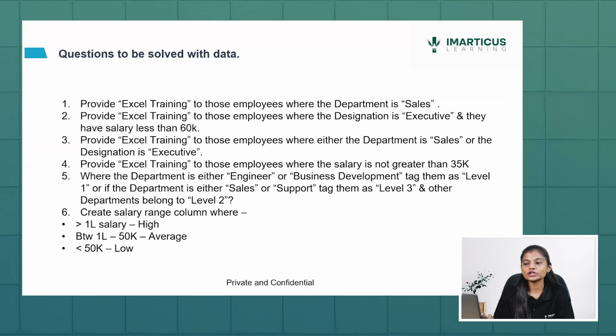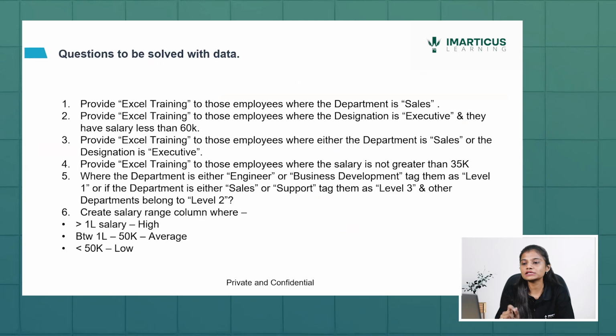Provide Excel training to those employees where the designation is executive. And if you can see, there is one more criteria which needs to be specified. The designation needs to be executive, that is fine, but the salary must be less than 60K. Now 60K is nothing but 60,000.